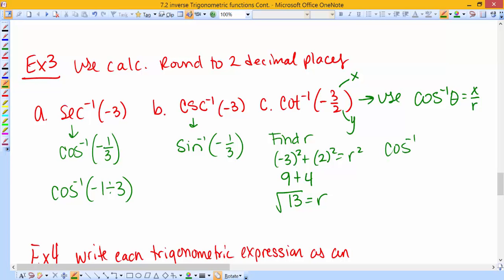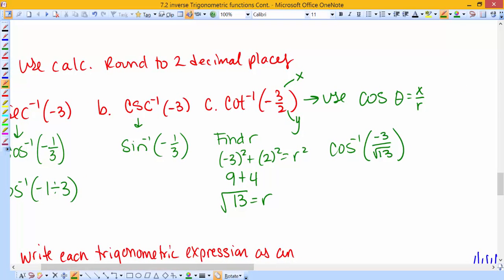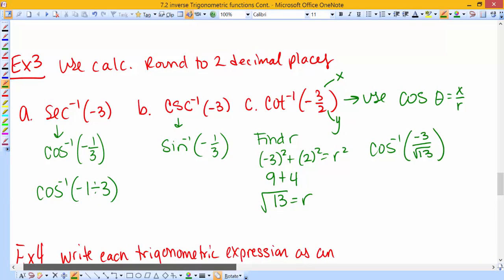So cosine, we're going to plug this in. Sorry, cosine theta. I didn't mean to put the inverse there. So cosine inverse of x over r, x is -3, r is the square root of 13. Again, the negative is not going to kill you because cosine is an even function. So the negative will not matter if you forget to put the negative. If it was sine, it does matter. Tangent matters. But for cosine, it is not going to matter. So now you would plug this into your calculator. Practice doing that.